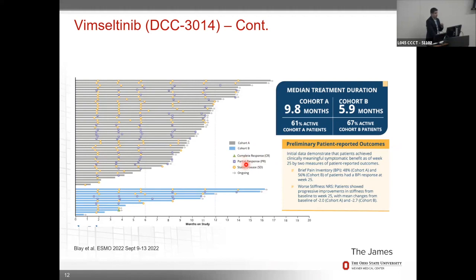So you see a lot of arrows, meaning that at the time this data was reported, when a snapshot was done, patients were still taking the medication. And that's usually a good thing, right? The longer people stay on the medication, usually the better. In this graphic, what I'm showing you is that in cohort A, the median treatment time was almost 10 months, and in cohort B, about 6 months.